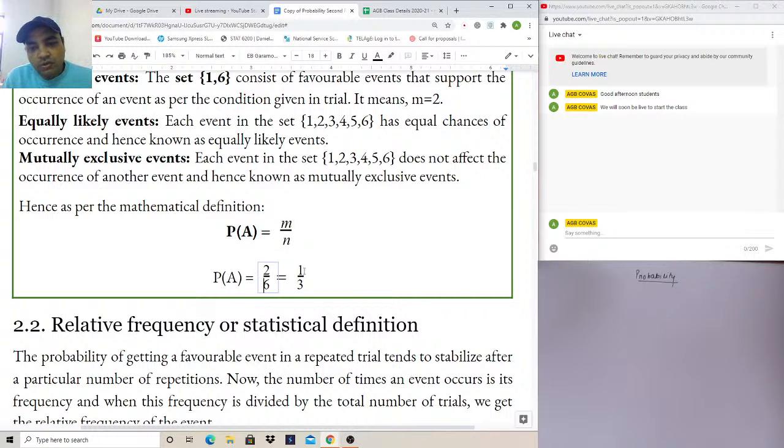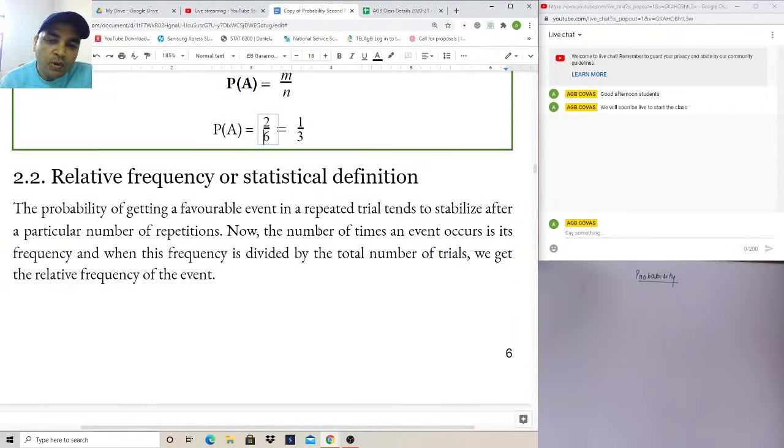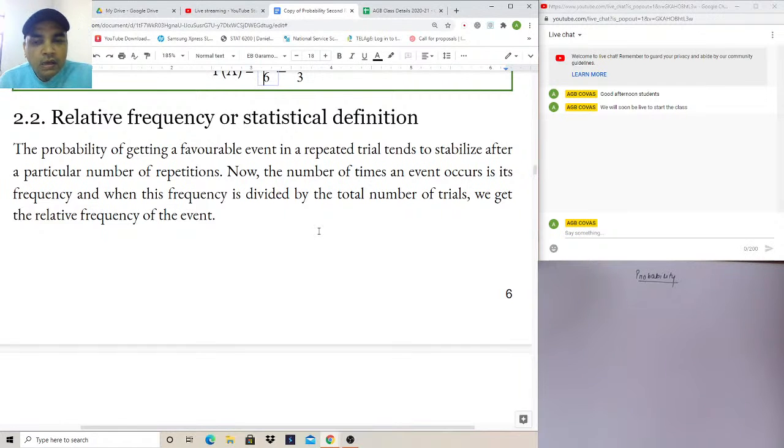So it comes out to be 1 by 3. So this constitutes the probability. And this completes our mathematical definition of the probability. Now comes the relative frequency or statistical definition of the probability. We need to understand this with some examples, and we will be studying these.